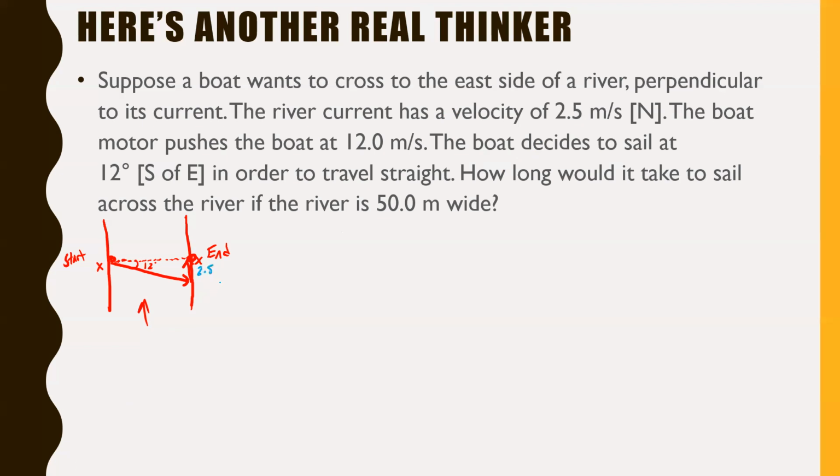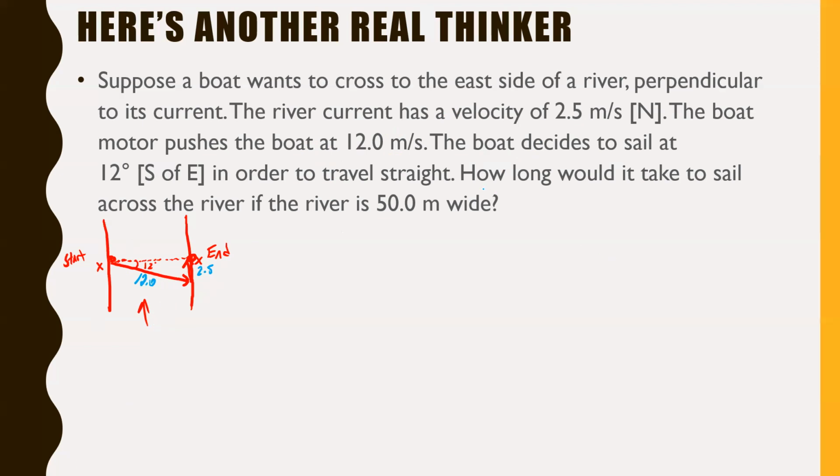So that's 2.5. The 12 meters per second, which is the boat motor, is the way the boat is pointed. So your boat speed, like from a motor, or if it was an airplane, like your engine speed, that's the direction you're pointing. We're pointing 12 degrees south of east. So that's going to be this right here, 12.0 meters per second.